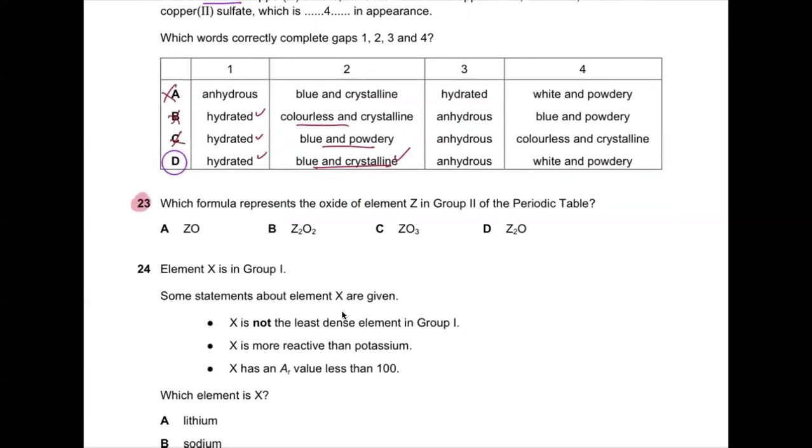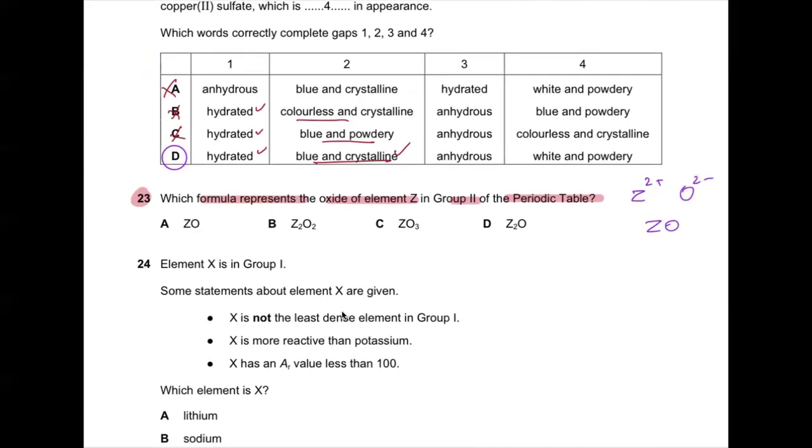MCQ number 23. Which formula represents the oxide of element Z in group 2 of the periodic table? So we know that the group 2 element Z has a positive 2 charge, and oxygen is 2 negative. So when they form a compound, it will form ZO. So that is A. So it's correct, and B, C, and D go wrong, right?